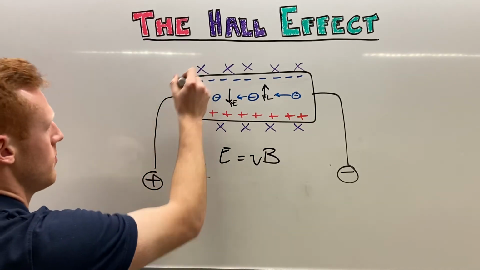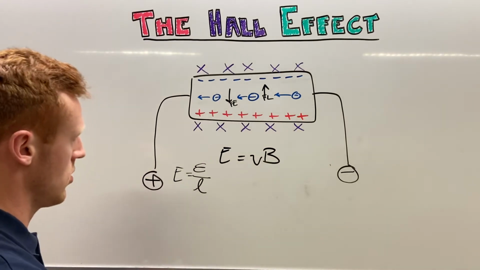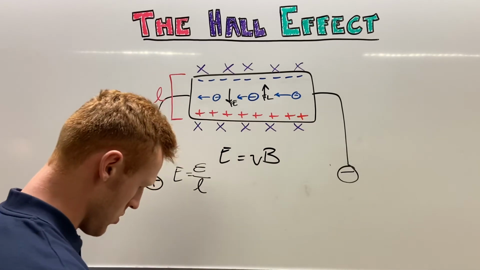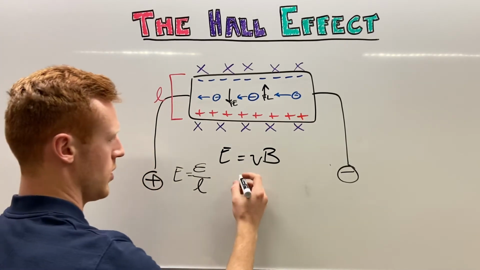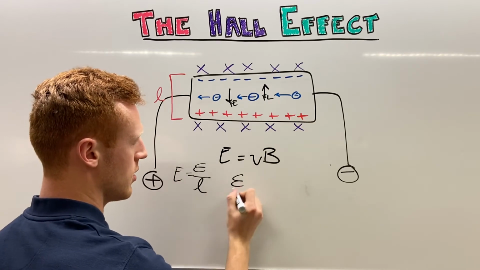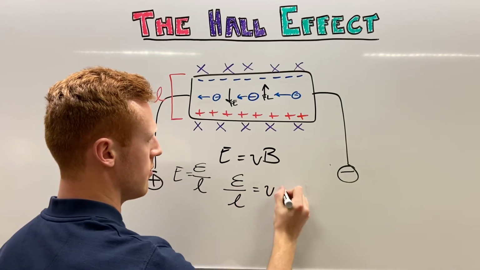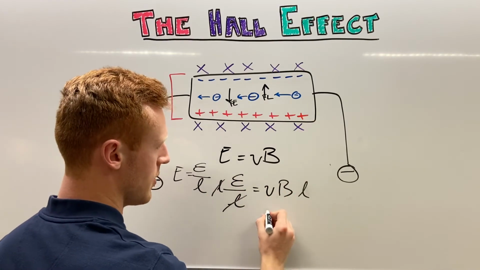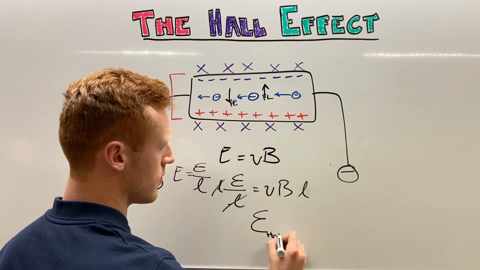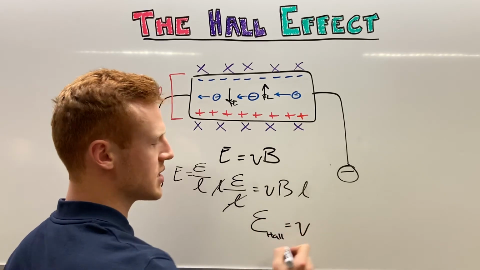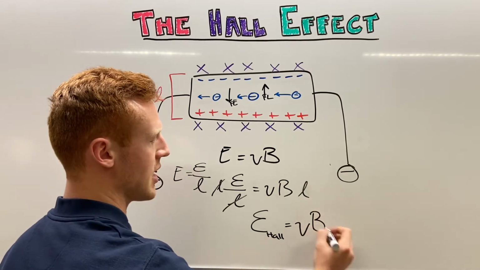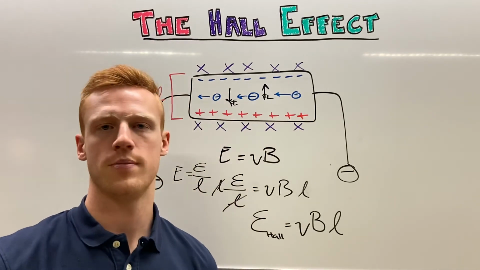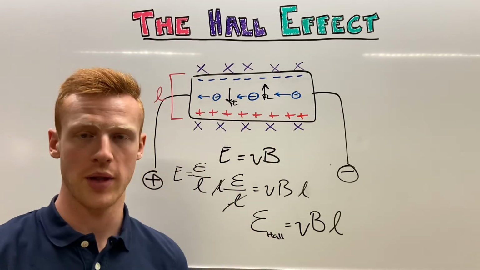And we can find that by, here, I'll use a different color. This is our width, okay? Let's do a little algebra. We can substitute the E for EMF over L equals VB. Let's multiply both sides by L, and we get the Hall EMF equals the velocity of our charge times the magnetic field times the length or the width of our conducting plate, in this case, our copper plate, okay?